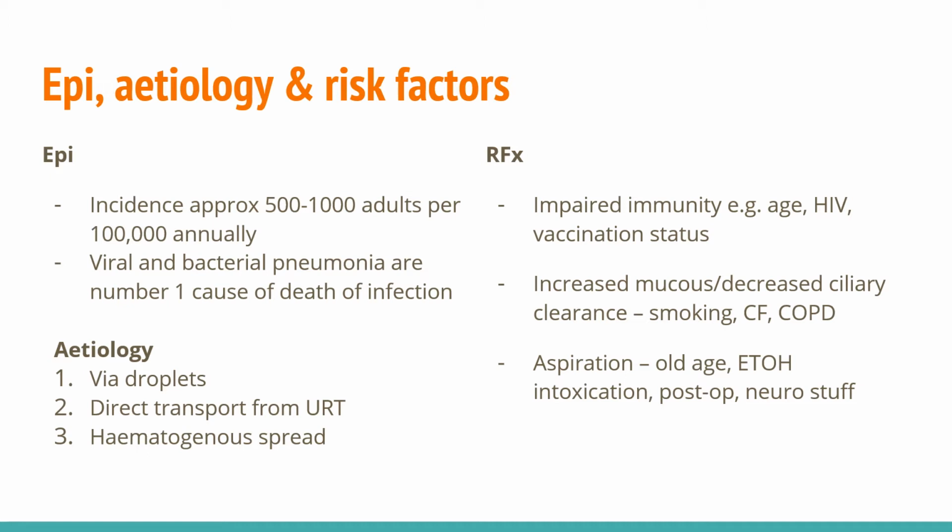And aspiration, like I said, so this is old age, so you're thinking about people who can't chew properly, can't feed themselves properly. That's also what I'm alluding to with the neuro stuff. Ethanol intoxication is a big one. There's some buzzwords for that I'll get to in the last slide. But that's basically if someone gets really drunk and passes out and vomits in their sleep and then inhales it. And then you've got post-op stuff as well, so from being intubated.